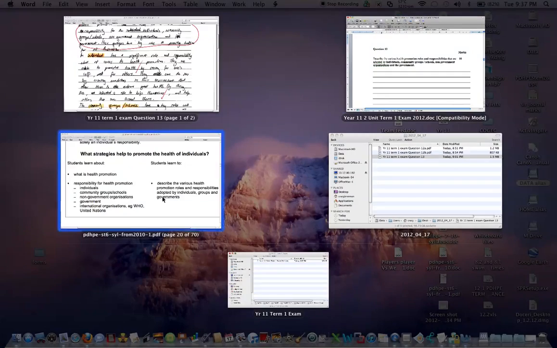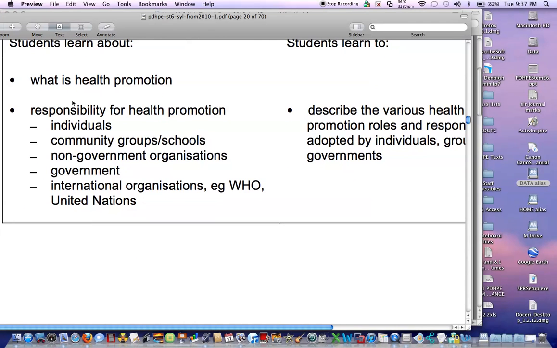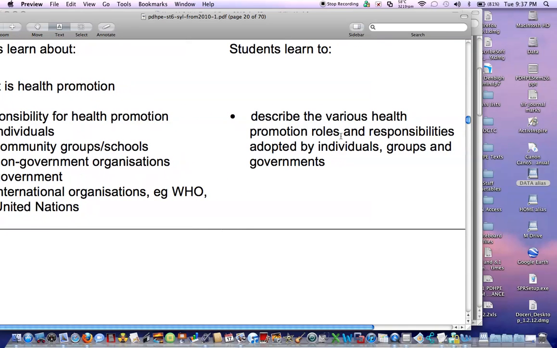We go and have a look at our syllabus. What you'll notice is, for responsibilities for health promotion, individuals, community groups, schools, non-government organisations and government is what our question asks. There's also international organisations. We don't need to have the final one in there because it wasn't asked in our question. We look over to our Learn 2. Describe the various health promotion roles and responsibilities adapted by individuals, groups and governments. That's exactly where our question has come from.